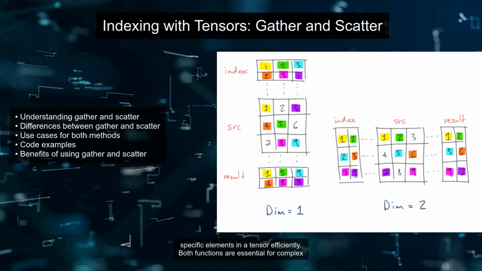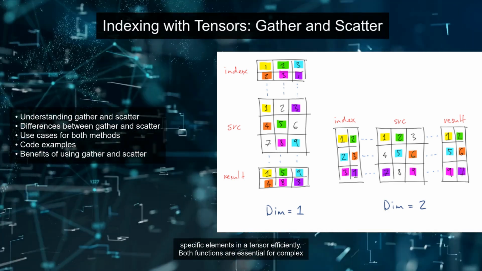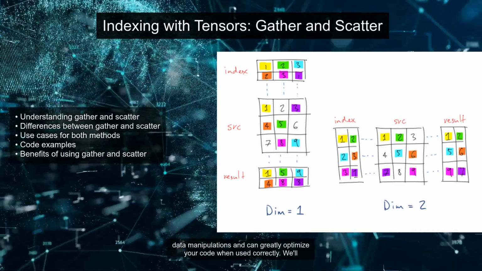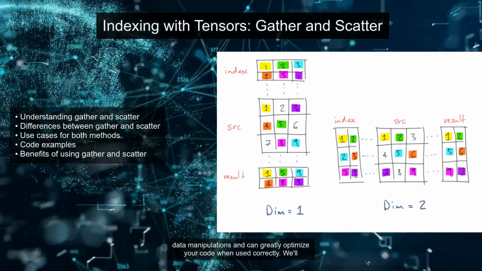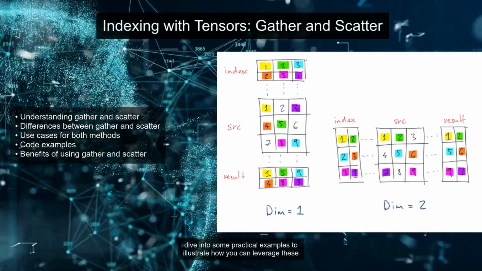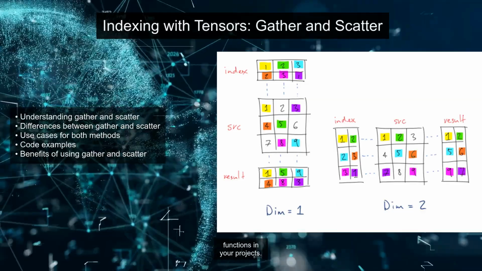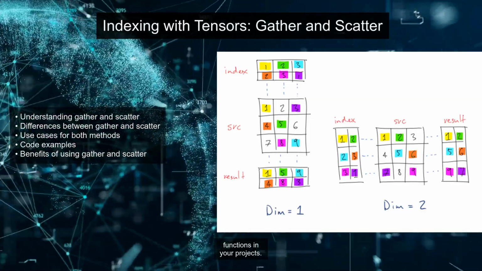This is useful for tasks like updating specific elements in a tensor efficiently. Both functions are essential for complex data manipulations and can greatly optimize your code when used correctly. We'll dive into some practical examples to illustrate how you can leverage these functions in your projects.